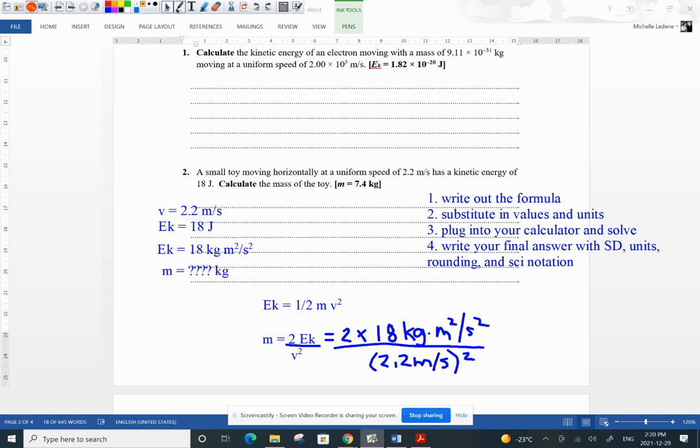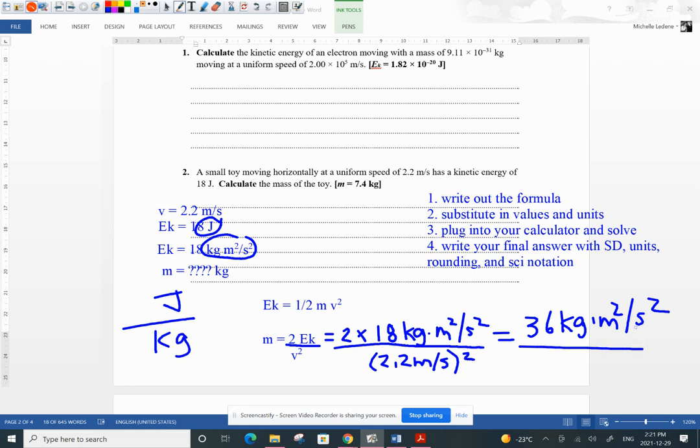So we've got substituting in 2 times kinetic energy. Now remember, you must convert from joules to kilograms meters squared per second squared, or there's nothing to cancel, right? If you just go joules divided by kilograms, there's nothing to cancel, so you can't do that. So 2 times 18 is 36 kilograms meters squared per second squared, divided by 2.2 squared, which is 4.84. You can do this all on your calculator. You don't have to do all these steps. I'm just showing you how to do them.